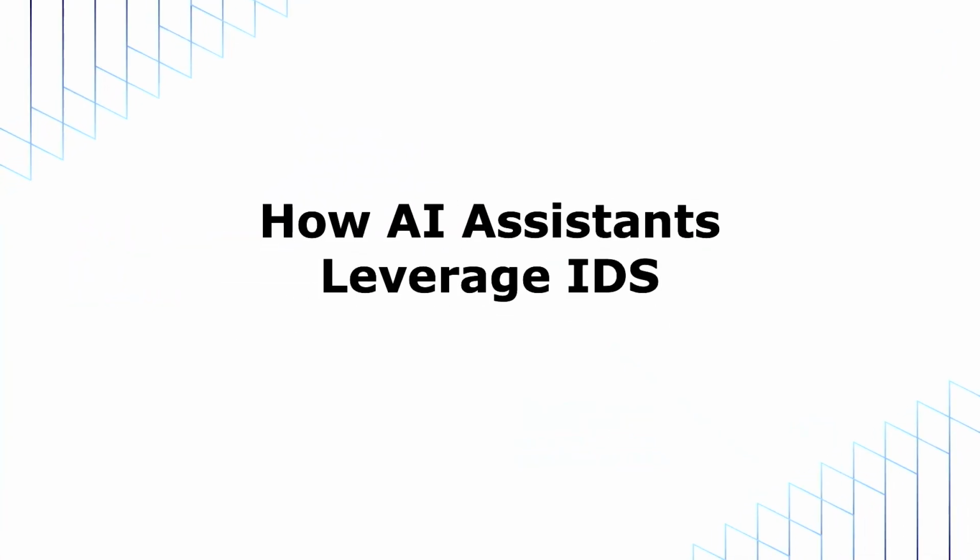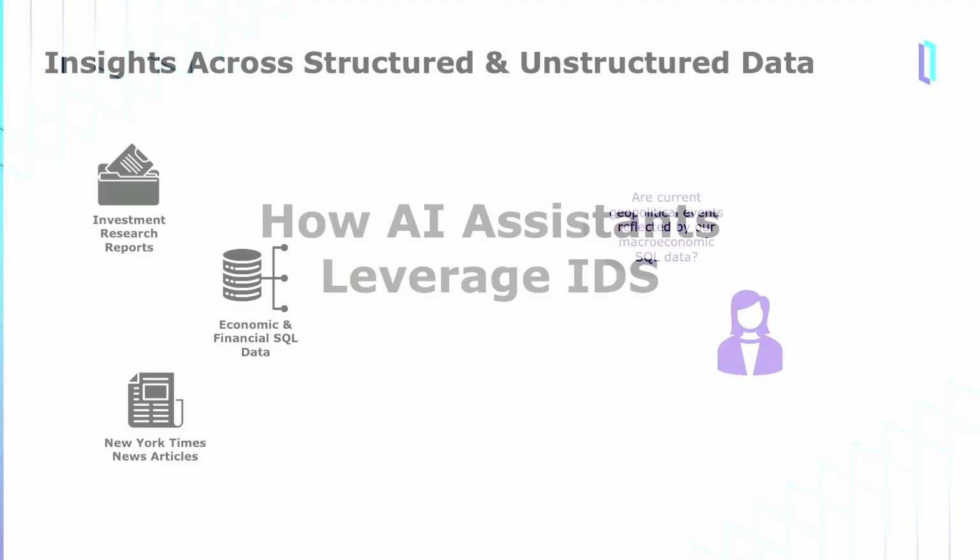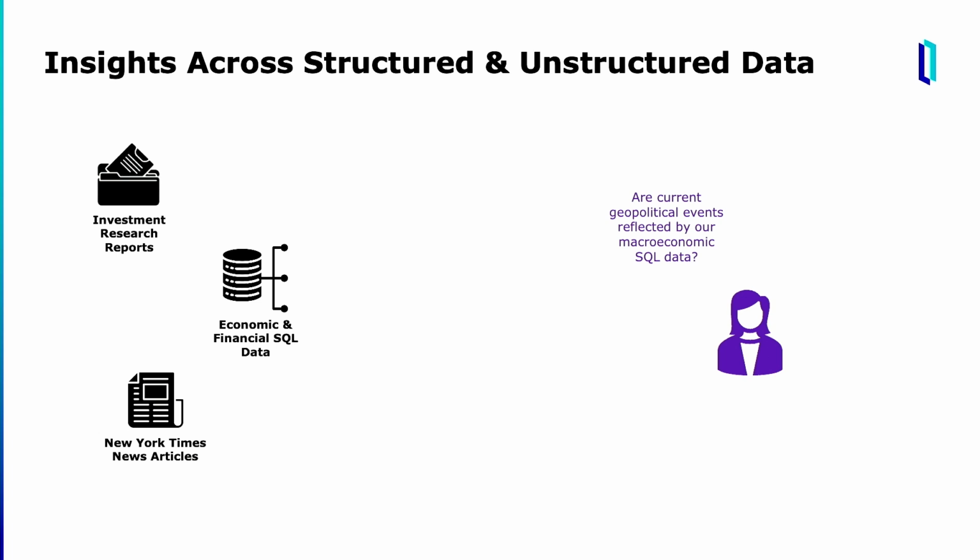What I've talked about so far is the IDS platform and how it acts as a data orchestrator, and also the power of an agentic system. But next I want to touch on how pairing these 2 technologies together can create a very robust and a very powerful product. The scenario you see here is actually one I'll be showing in the demo later as well. So this is a user coming along and asking, are current geopolitical events reflected by our macroeconomic SQL data? They might have access to a certain number of sources, like some investment research reports on file, economic and financial data on a SQL server, or a New York Times subscription.